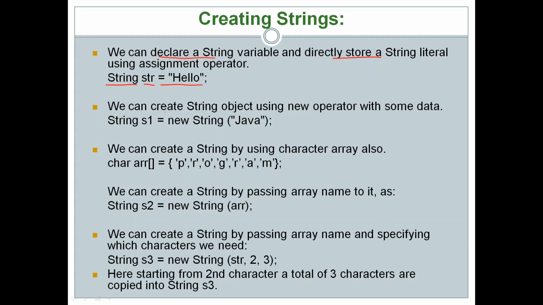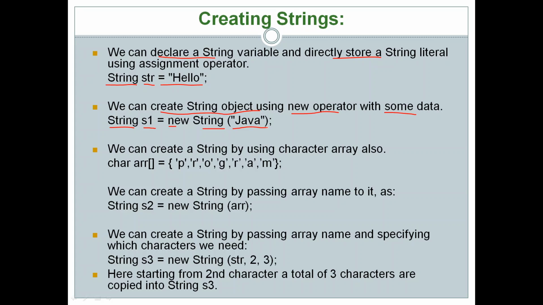Now we have another way. I said we can create a string object using the new operator with some data. So the syntax here, you can see, String s1, this is our object name, is equal to new String, and in brackets we need to send the string which we want to store in s1. So we want to store Java in s1, so we are sending Java. Here we are creating an object with the name s1 and we are storing Java into it. So like this we can create a string in Java.